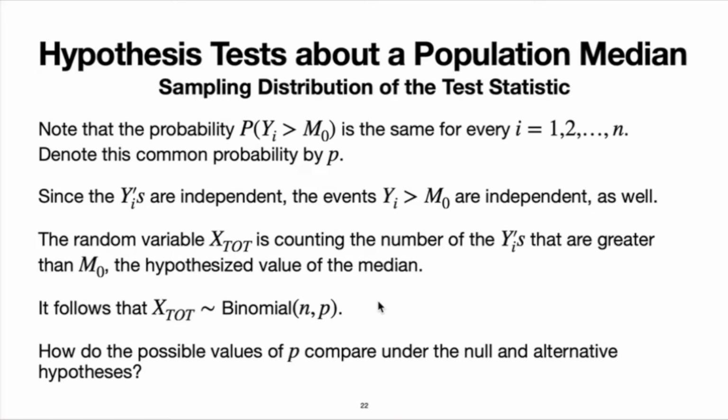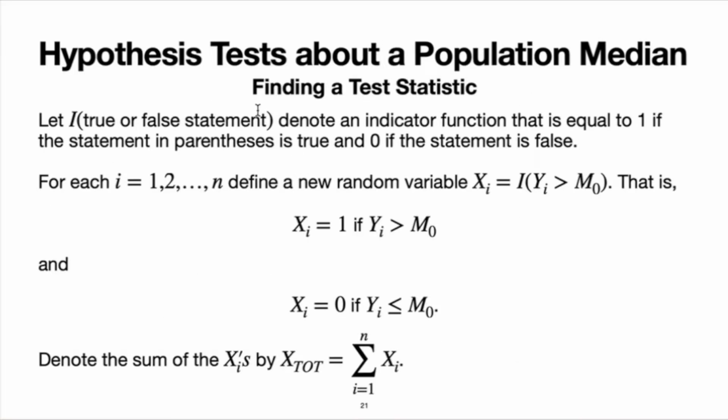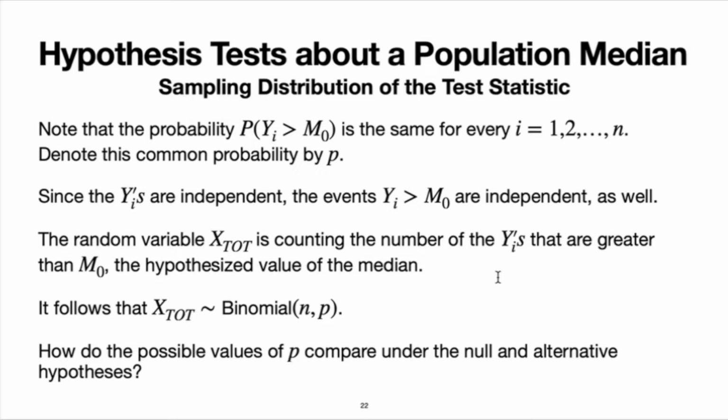Based on what you learned in your prerequisite stat course, you know that x tot has a binomial distribution with n trials and success probability p. We have found a potential test statistic to use, but in order to use it, we need to understand the sampling distribution of that test statistic. We've identified the distribution of x tot: it has a binomial distribution with n trials and success probability p.